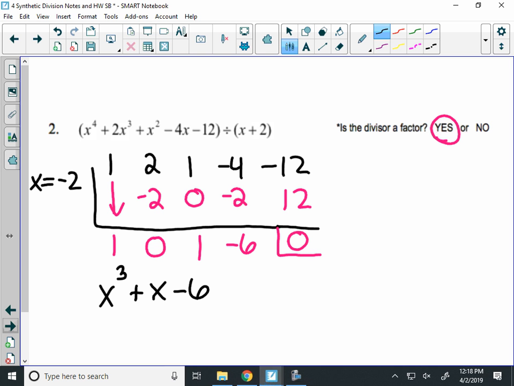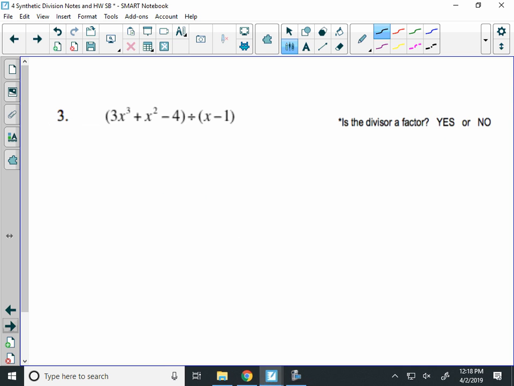All right, flip it over, and then we'll tie it back to something old here after we do this one. 3x cubed plus x squared minus 4 divided by x minus 1. Do I have all of my exponents? Not this time. So I'm going to need to put a placeholder in.